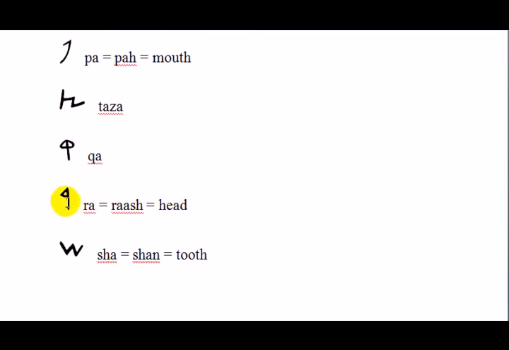If you look at it, it looks like a head. This is supposed to be the head, and then you have the neck here. So that's the head and that's the neck. So rosh, or ra, comes from the Hebrew word rosh, which means head.